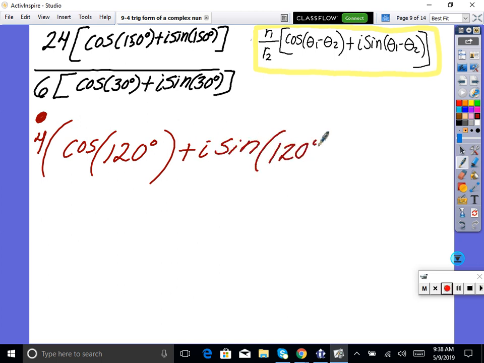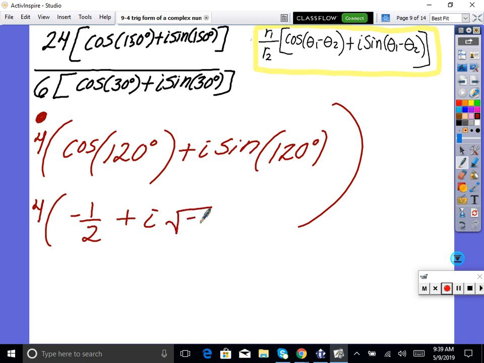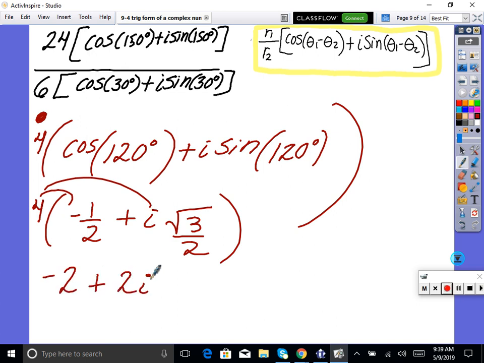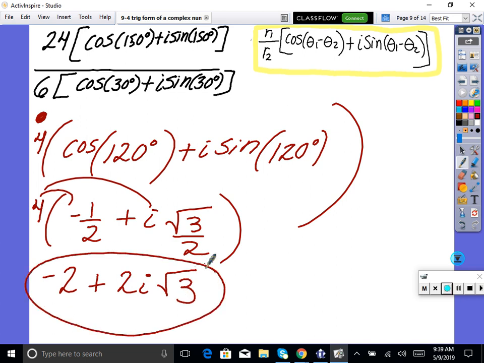That's why I subtracted. And now all we have to do is calculate. So you would go to 120. The cosine at 120 is negative 1/2 plus i, and then the sine at 120 is root 3 over 2. So distribute. So we get negative 2 plus 2i root 3. And we're done.